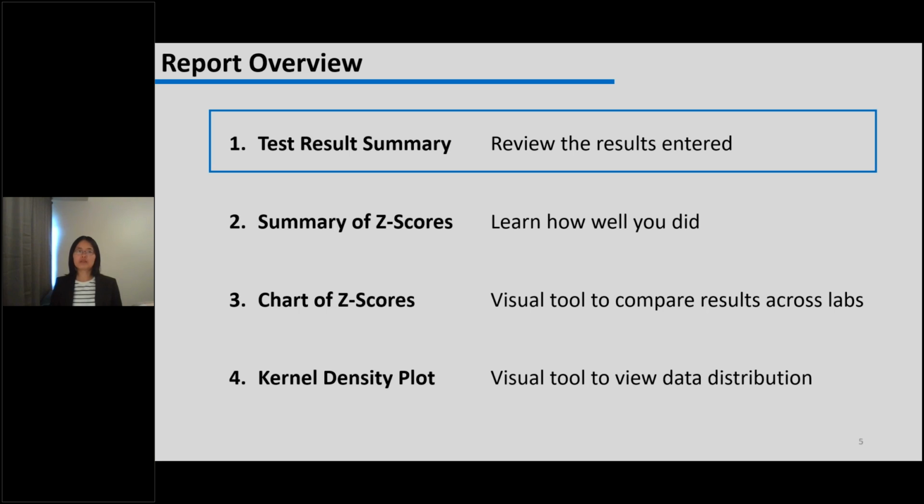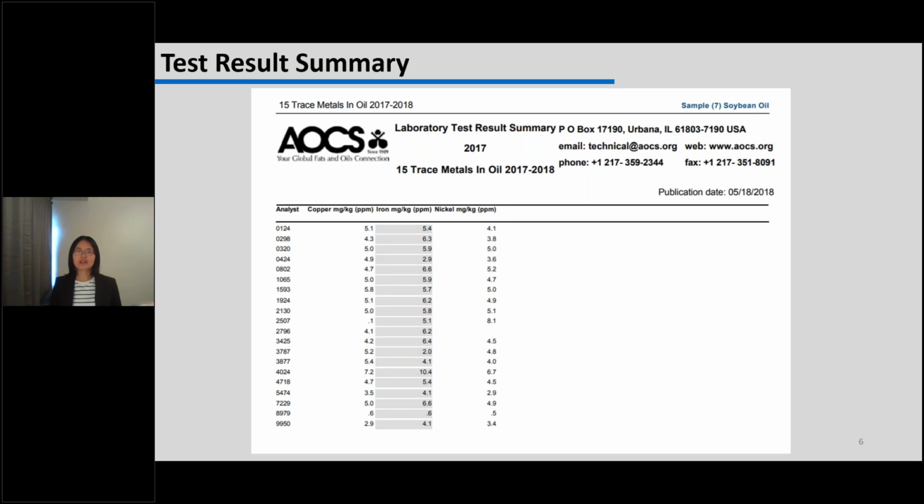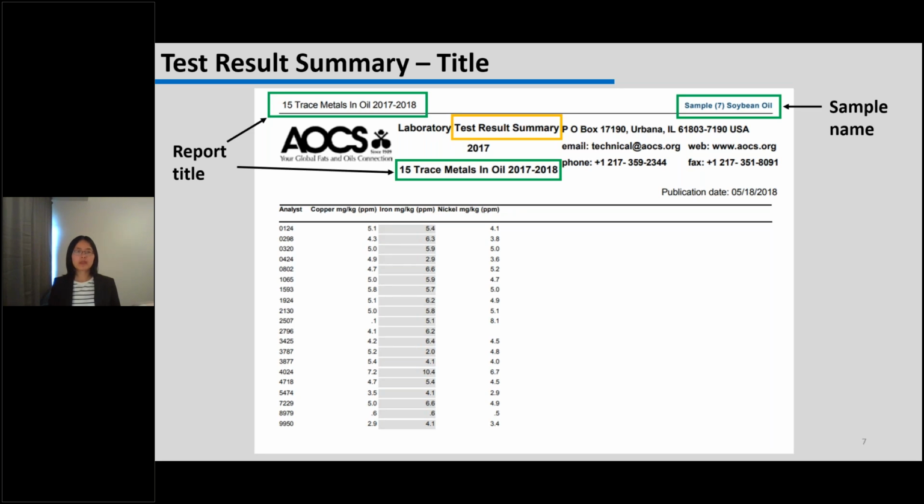Let's first look at the first part of the report, test result summary. Here is an example page of the test result summary. When reading the report, the first thing I recommend to do is to read the top left corner and the top right corner of the report. At the top left corner, there's the report title. At the top right corner, there is a sample name. When you participate in more than one series, or when there are more than one samples in a series, reading the top left and the top right corners can keep you from reading the wrong report.